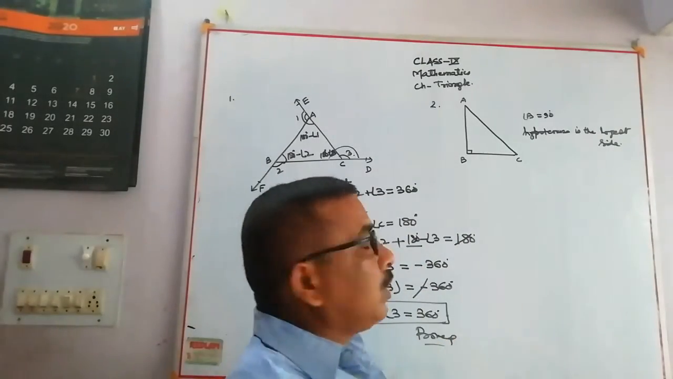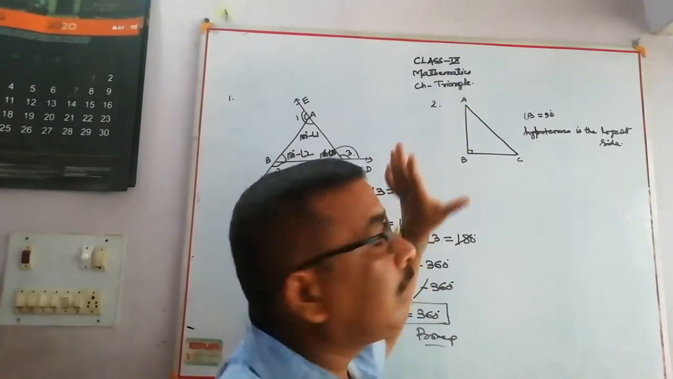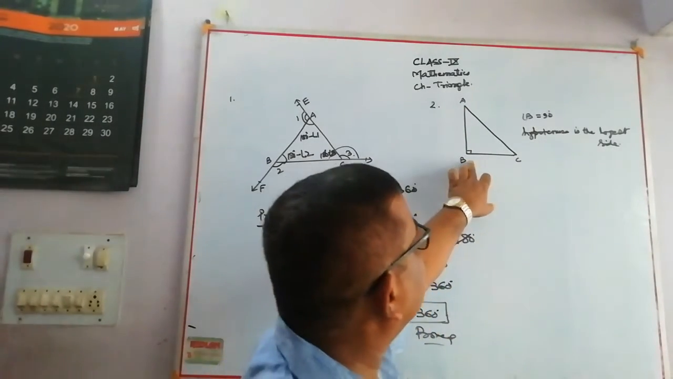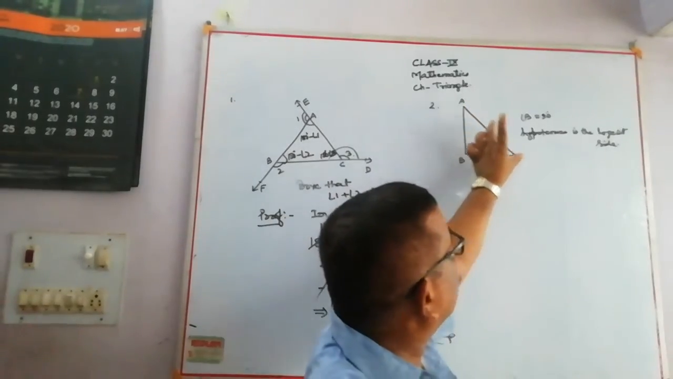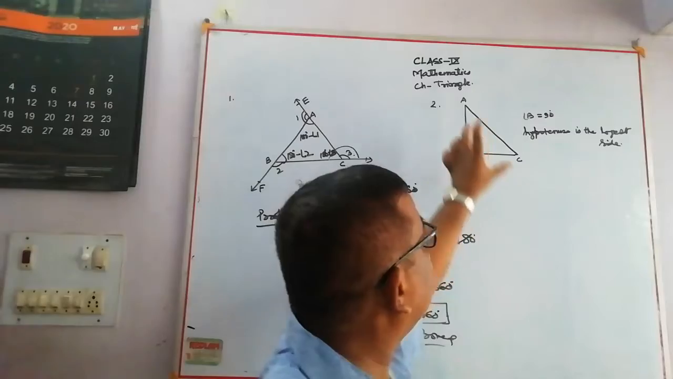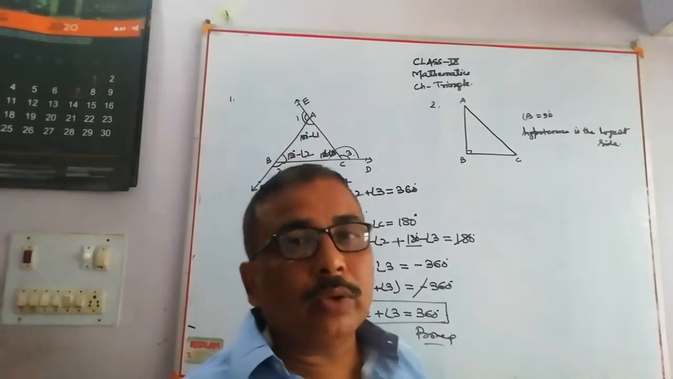Now your second question is what? ABC is a triangle and it is a right angle triangle. It means angle B is 90 degree. Then you prove that the hypotenuse is the longest side. Hypotenuse means what? AC is the hypotenuse. How can you prove that it is the longest side?